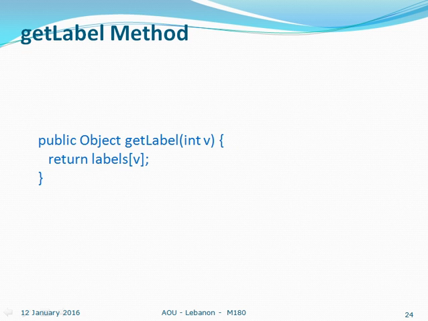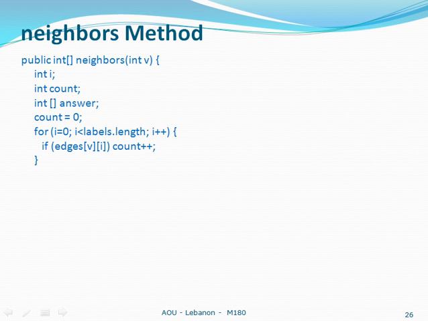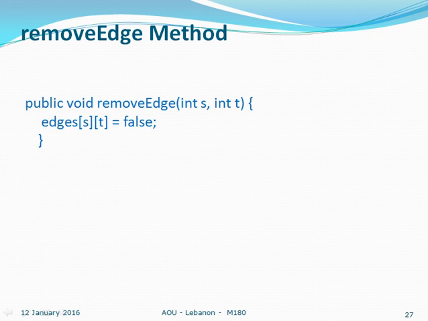We can get the label for any vertex by using a label array. We can also check whether there is an edge or not, because the matrix stores true if there is an edge. So this method will return true if there is an edge, otherwise it will return false. This is a method for neighbors, calculating the neighbors for every vertex. Removing an edge can also be done by making the entry false.